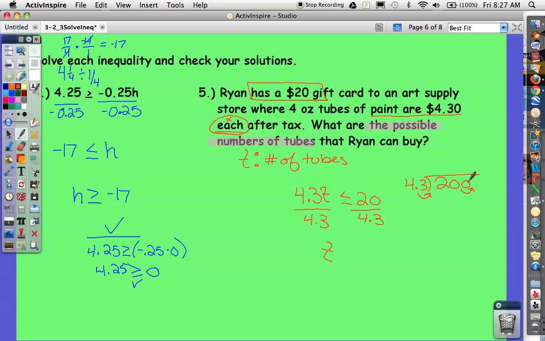So then you have 43 into 200. That fits in 4 times. It's 172. You have a remainder of 28. Pull down a 0. How many times does 43 fit into 280? 6 times. My decimal point was right there, so I pull it up, and I have 258. We can stop at that point because we can't buy part of a tube. So if T is going to be less than or equal to 4.6 something, T must be less than or equal to 4. We can't buy part of a tube.